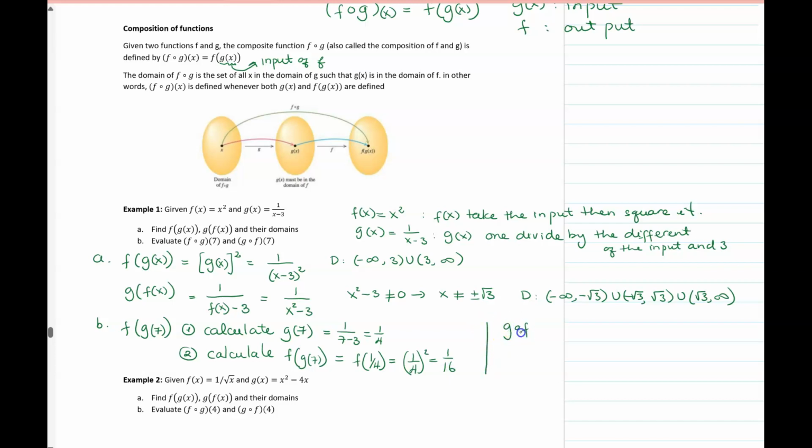Now g of f of 7. First we calculate f of 7. That is 7 squared, which makes 49. Then the second step, we calculate g of f of 7. Well, f of 7 equals 49, so that is 1 over 49 minus 3, which is 1 over 46.